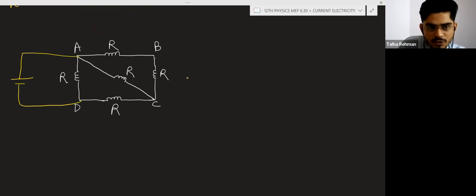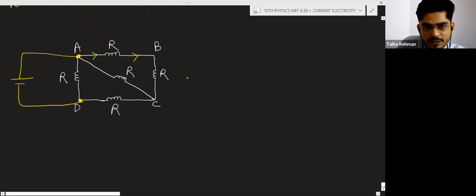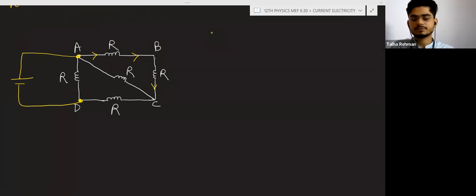Now we will focus only on these points. So now see here, this is a single wire. This becomes the single wire now. This is a single wire now.